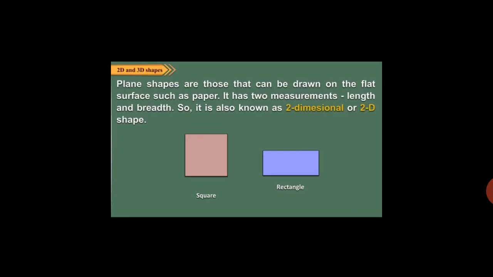Plane shapes are those shapes that can be drawn on a flat surface, like on a paper you can draw it. It has only two measurements, meaning you can measure only two things. One is length and another is breadth. You know what is length and what is breadth, and it is also known as two-dimensional or 2D shapes. For example, square, rectangle, circle, triangle, these all are plane shapes. So one by one we will discuss their elements.